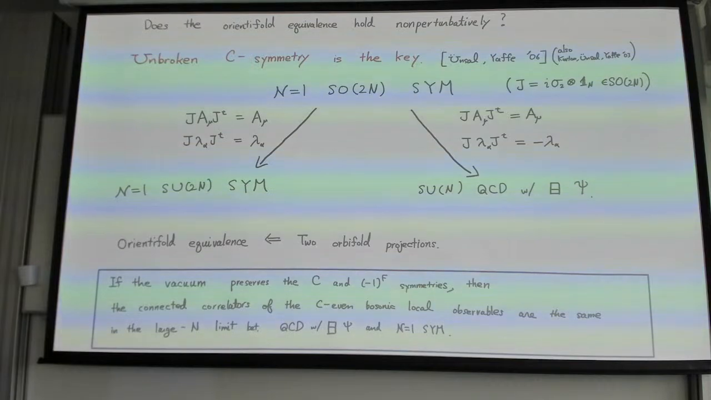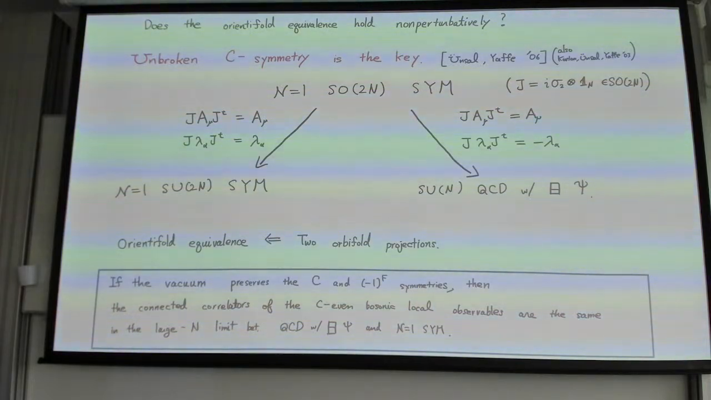Exactly. So what I have shown here is that this orientifold equivalence between super-Yang-Mills and QCD with two-index quarks can be obtained by successive application of two orientifold projections. The statement of the orientifold equivalence is that if the vacuum preserves the certain kind of symmetry used in this projection, especially the charge conjugation symmetry and fermion parity in this case, then the connected correlator of charge-even bosonic local observables turns out to be the same between these two theories.